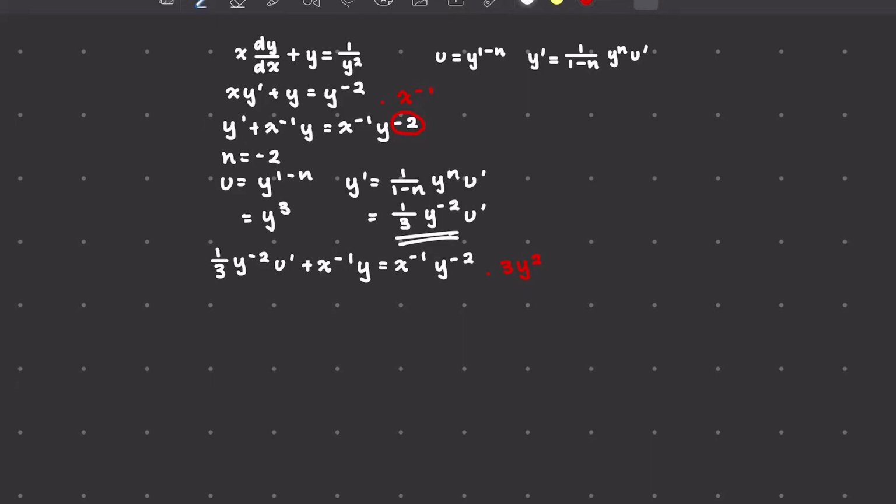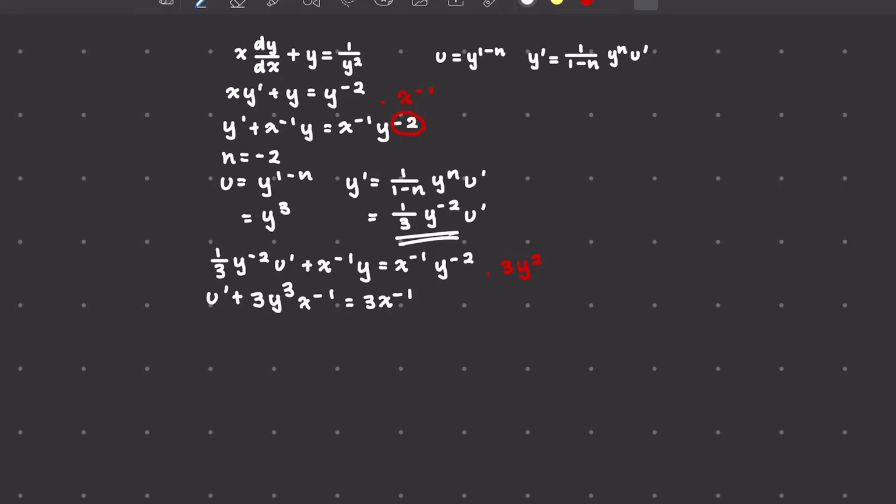And so after multiplying the whole equation by 3y to the power of 2, we will get u prime plus 3y to the third power times x to the negative 1 equals y to the negative 2 times y squared, which is just y to the 0, which is 1. So on the right side, we will get 3x to the negative 1.